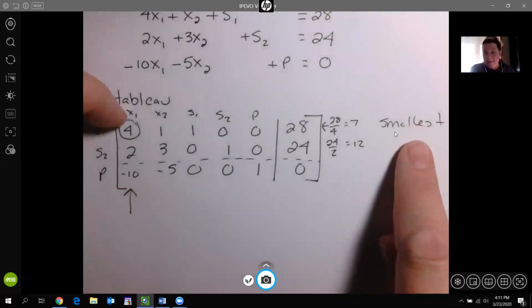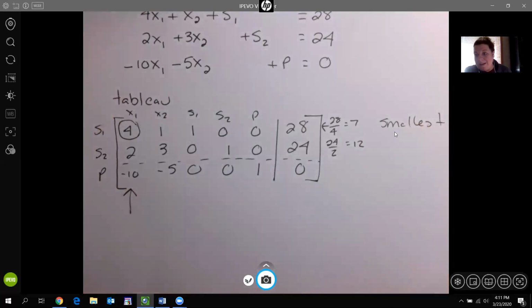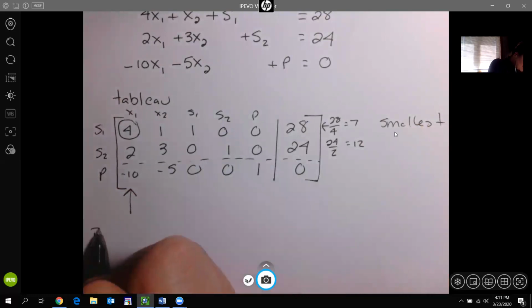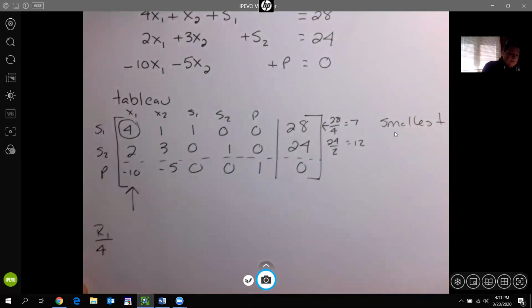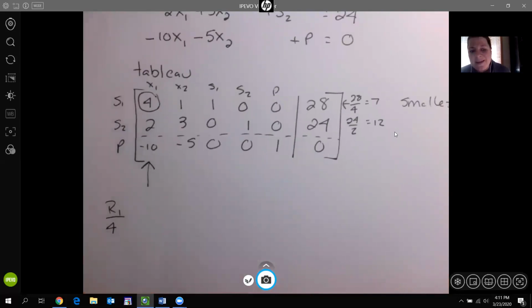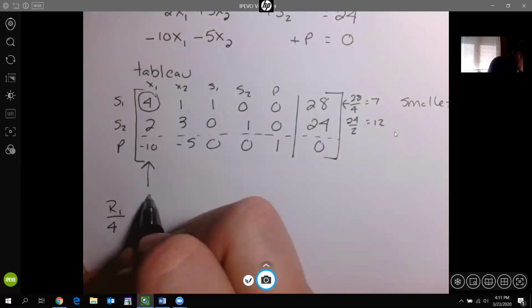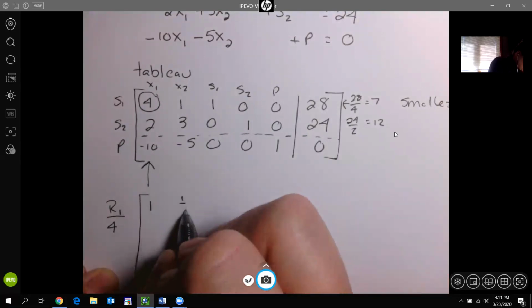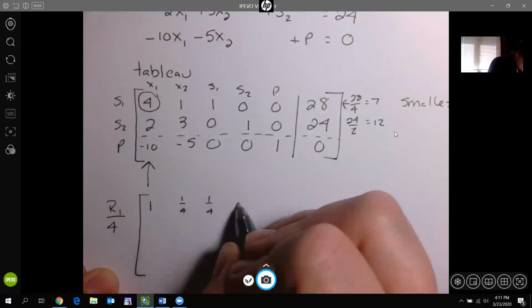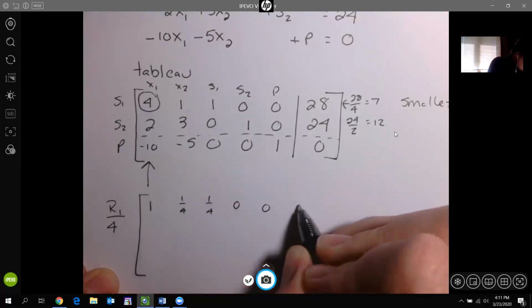Okay, and then we find that pivot, and our first goal is to make that pivot 1. Now we found it, we're going to make it 1. So we're going to divide row 1 by 4. Sometimes they say 1/4 times R1, same thing. So timesing by 1/4, dividing by 4, same idea. So we're going to divide the whole row by 4, and the other rows are now going to stay the same. 1, 1/4, 1/4, 0, 0, 7.